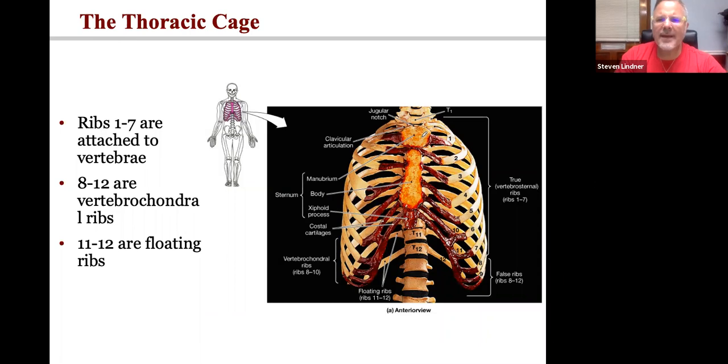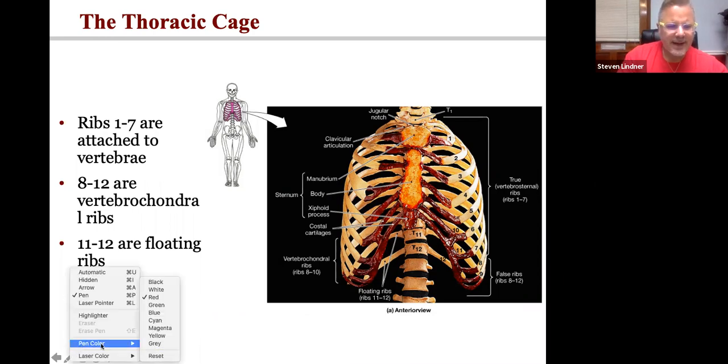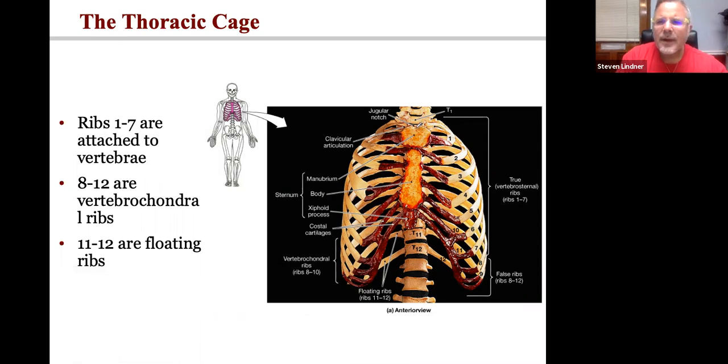Okay, when we look at the sternum, right, the breastbone here, the sternum has 3 divisions. Let's see if I can highlight that. We'll do it in blue. There's this upper portion here called the manubrium. Then there is the body of the sternum here. And then there's this bottom portion called the xiphoid process. So there's the manubrium, the body, and the xiphoid process of the sternum.